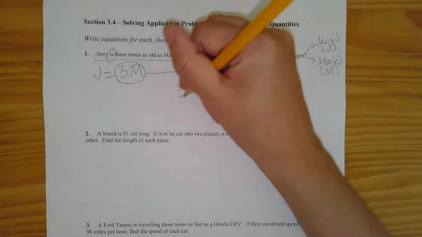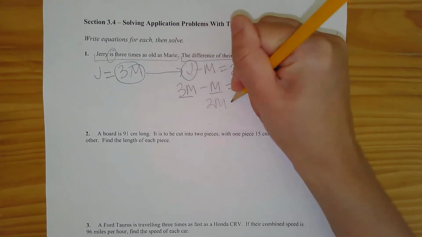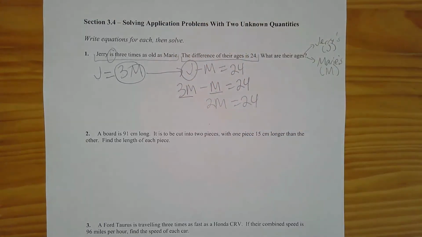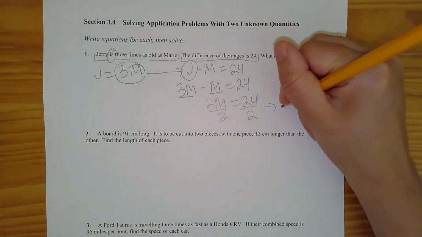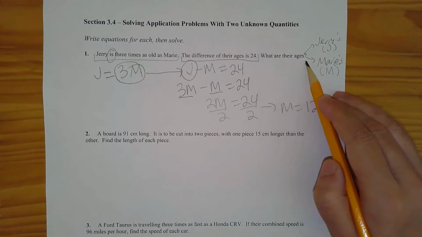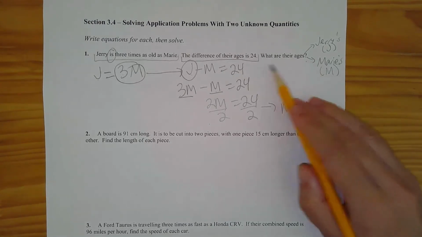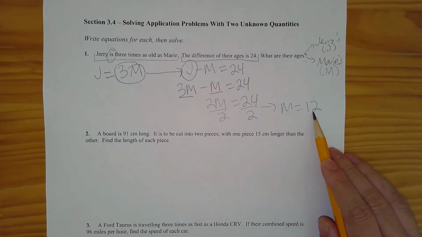So from here, I can combine like terms. 3M minus M would be 2M. So now I have 2M equals 24. And then I'll divide both sides by 2, which gives me M equals 12. Now, I've solved something, so I know it's really tempting to think, I'm done. But you're not. Okay, because when I go back to what I'm looking for in this question, it says, what are their ages? Well, I found one of them, and that M tells me that I found Marie's age. I know that Marie is 12.